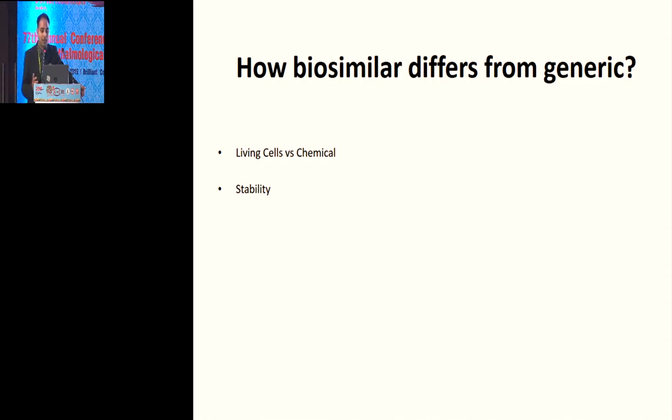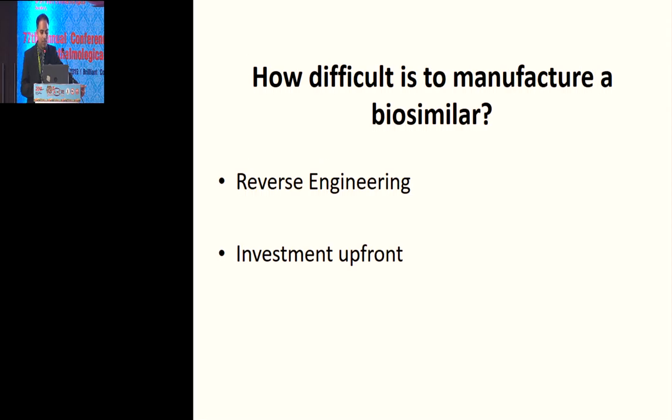Generic drugs are chemical formulas; you can make them easily. For example, paracetamol: you can get 10 brands of paracetamol made anywhere. Biosimilars, however, are all monoclonal antibodies. They are made in living cells. They are fragile and tend to lose stability. So they are quite different.